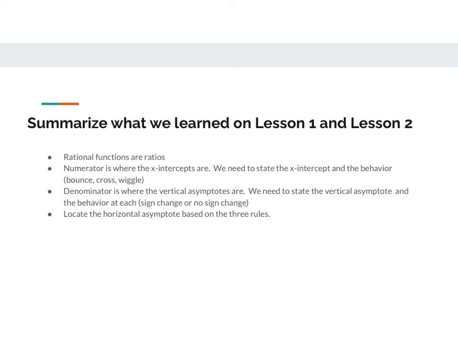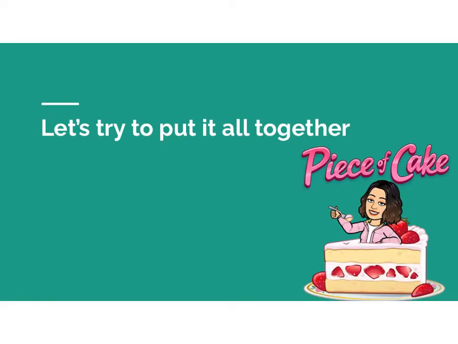Please remember that in a rational function, we're talking about ratios. We're dealing with fractions. The numerator houses your x-intercepts, the denominator houses your vertical asymptotes, and we look at the whole function to find the horizontal asymptotes. As we put that together, really what you're doing is setting different parts of the function equal to 0, factoring and solving for x, and then remember you always want to state your behavior.